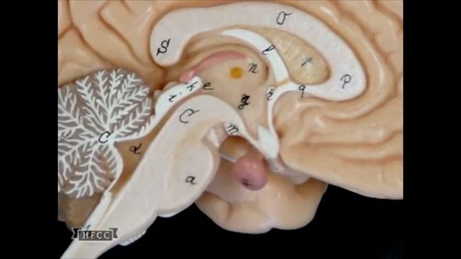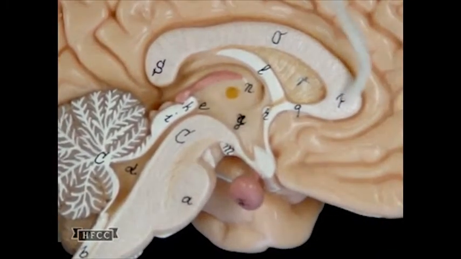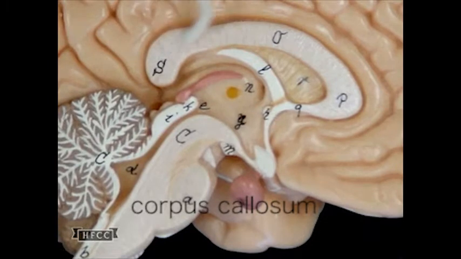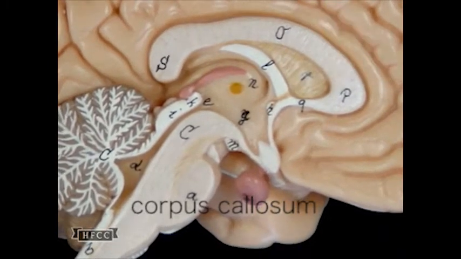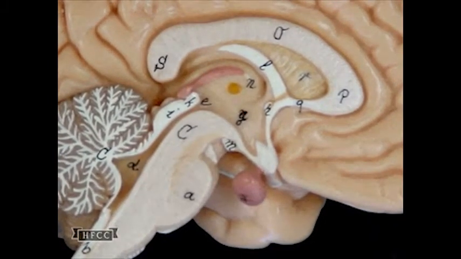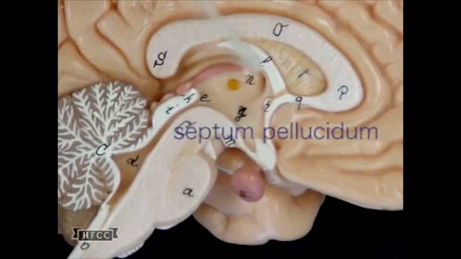This is a mid-sagittal view close-up of the plastic brain left hemisphere. That white structure being touched is the corpus callosum. It's a bridge between the two hemispheres. The left hemisphere is shown.